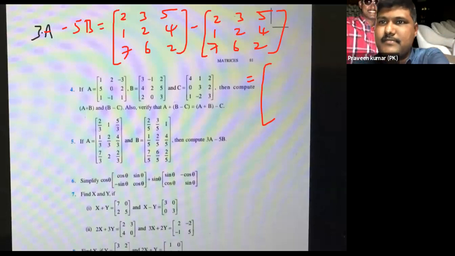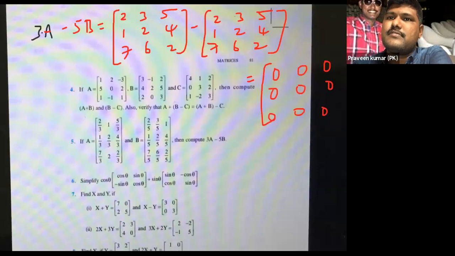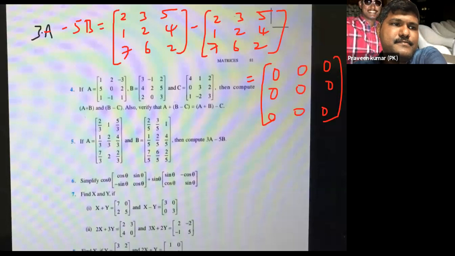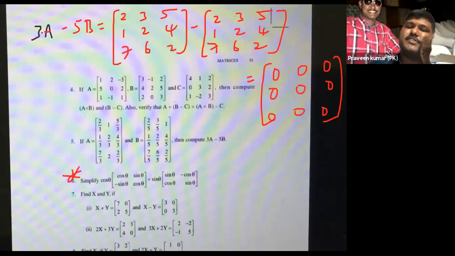What are you showing? Correct. I asked you to find the answer. 0, 0, 0, 0, 0, 0, 0. Correct now. Fifth answer, 0, you all got it. Good. The sixth one you can multiply and add. Very, very important. Many times the sixth one is given in the examination. VVIP question.